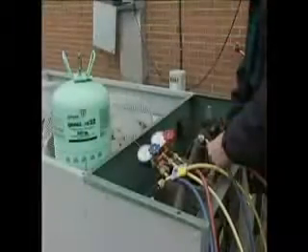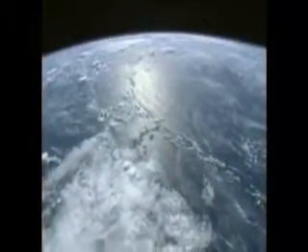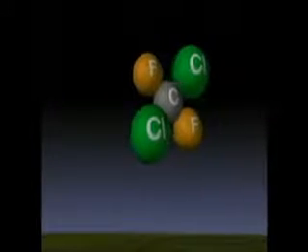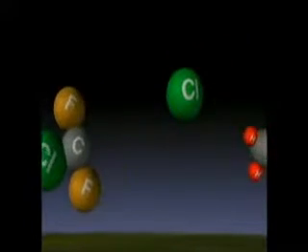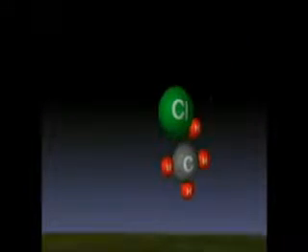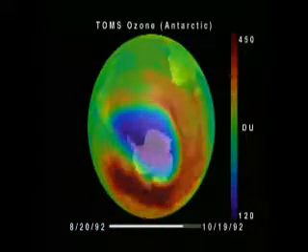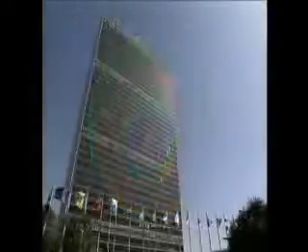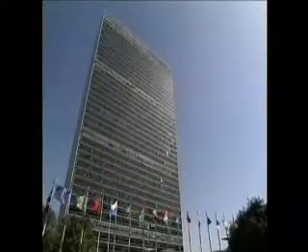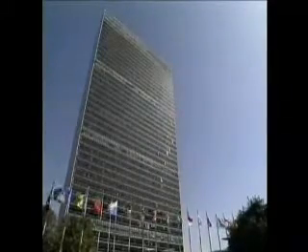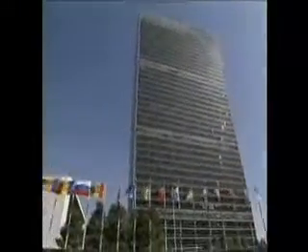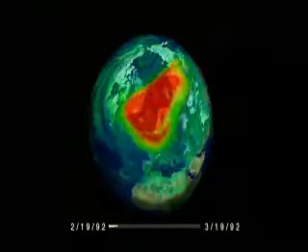CFCs, widely used in refrigerators and air conditioners, are quite harmless and non-reactive in the lower atmosphere. Carried slowly upward by the Earth's winds, they can survive the 5-year journey into the stratosphere. Here, the sun's ultraviolet radiation breaks down the CFCs into the more reactive chlorine compounds that destroy ozone. As the CFCs have increased in the atmosphere, more ozone has been destroyed. Because of the CFC threat, the governments of the world in 1987 agreed to restrict and eventually ban the production of chlorofluorocarbons.